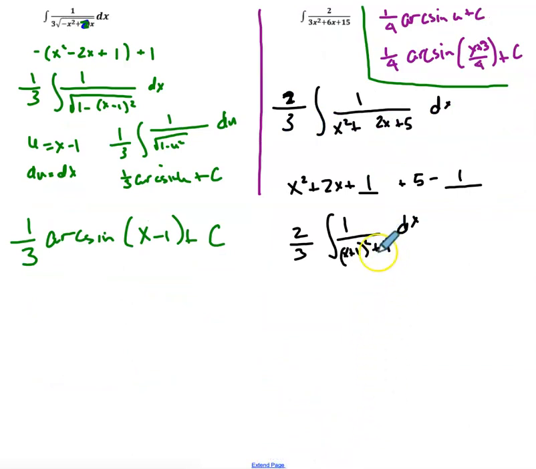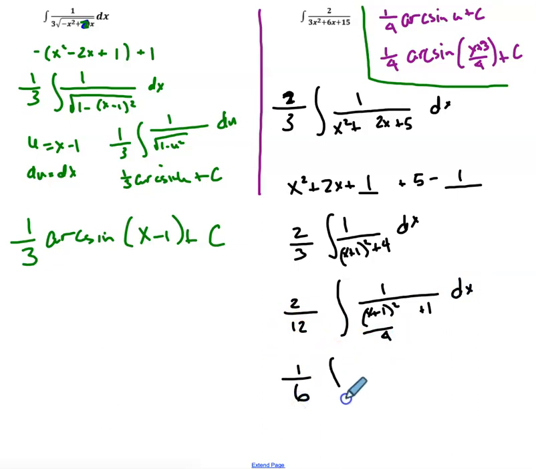And now I need to factor out this 4. So when I factor out a 4, I'm going to get 2 over 4 times 3 is 12. And then in my integral, my 4 became a 1, and my (x plus 1) squared became (x plus 1) squared divided by 4, and of course I have a dx. Now I can simplify my 2 over 12 to be 1/6, and then in my denominator here, my (x plus 1) squared over 4 goes to (x plus 1 over 2), all squared, plus 1 dx.